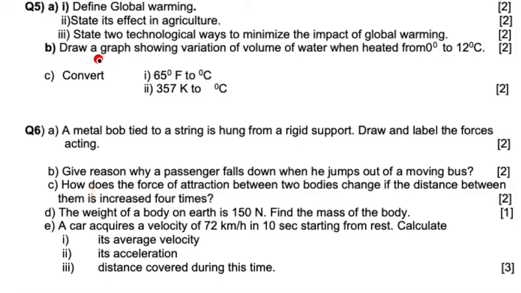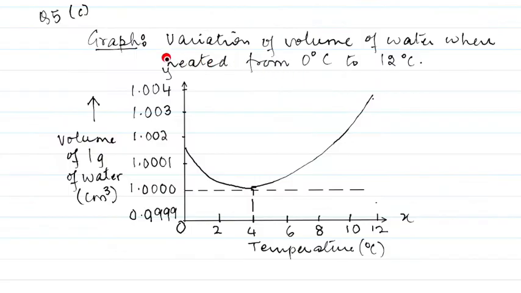Question 5b, draw a graph showing variation of volume of water when heated from 0 degrees to 12 degrees. Now when you heat from 0 to 4, it is going to contract and then it's going to expand. So here is the graph for variation of volume of water when heated from 0 degrees to 12 degrees C.